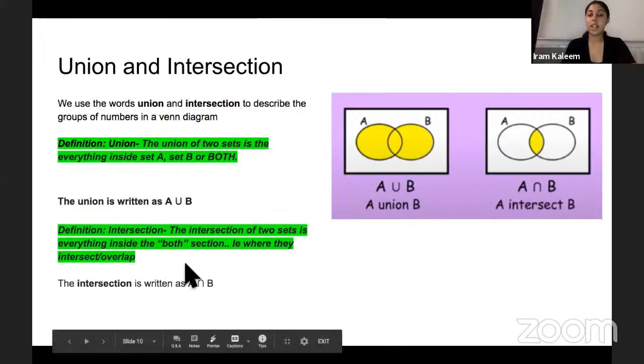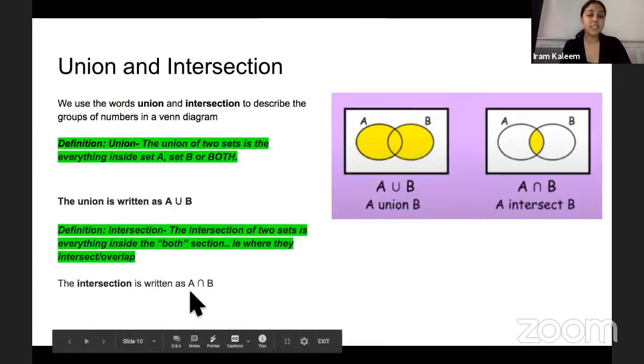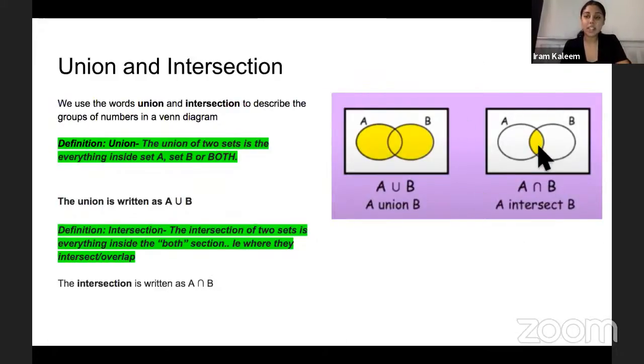So next definition, the intersection. The intersection of two sets, let's say the sets are A and B, is everything inside the both section, i.e. where they intersect or overlap. The intersection is written as A intersect B, where the intersect sign is kind of like an upside down U or a large N that's curved. Again, if we look here, we can see that the intersection is just the overlap bit, anything that's inside the both section. And we write that with this symbol here.